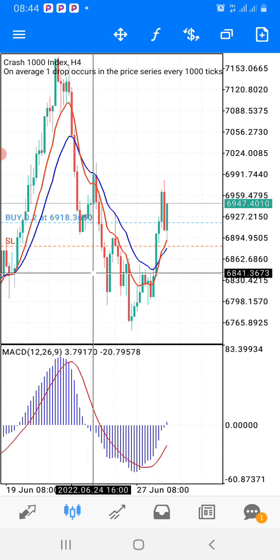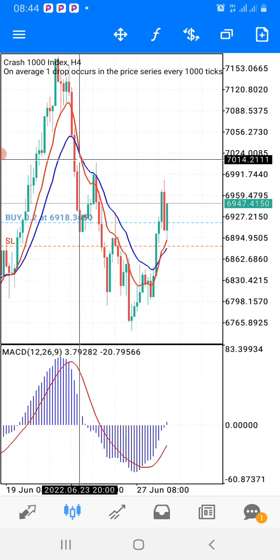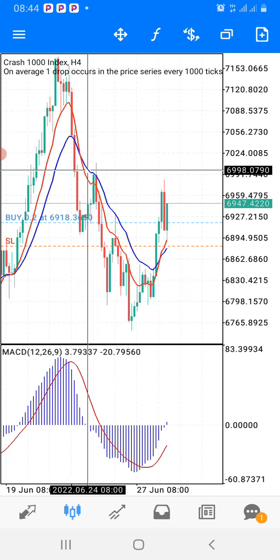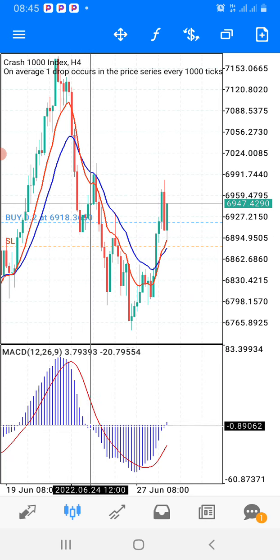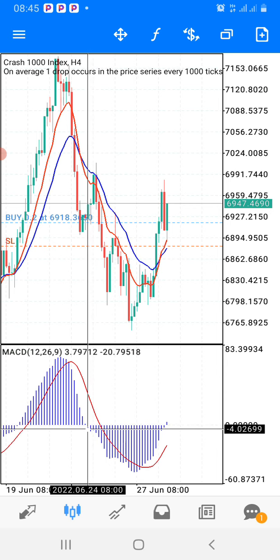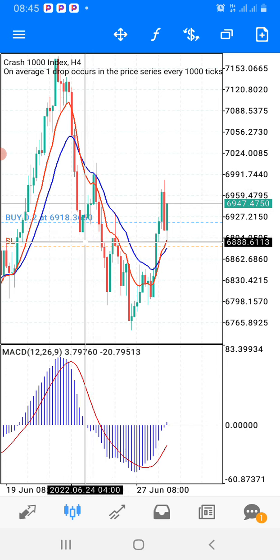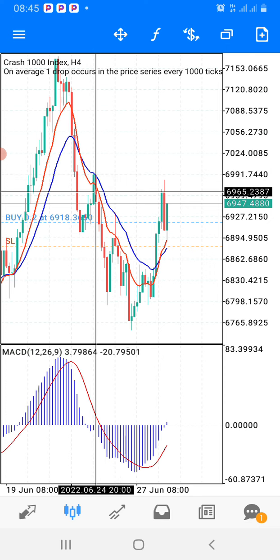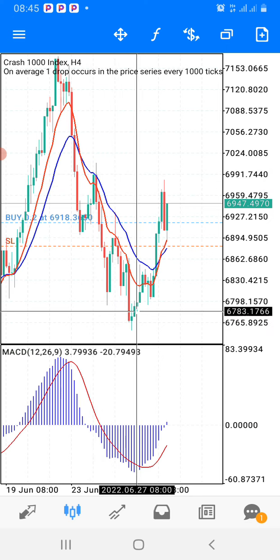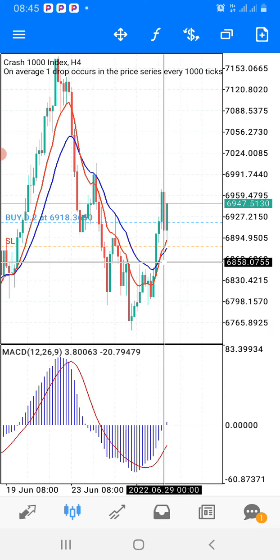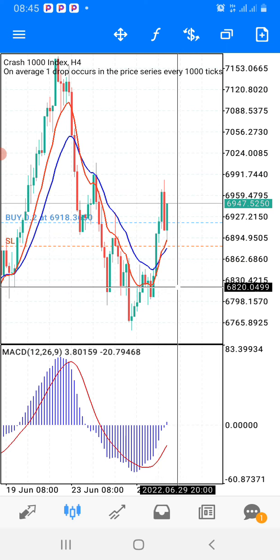Yeah, so when you see the blue moving average crossing above the red moving average, you just go down to the MACD and check for the MACD going below the 0 level. Then you go in for a sell. It indicates a sell, so this is a nice point to go in for a sell. And then this is a signal for a buy, which I'm currently on now on Crash 1000.